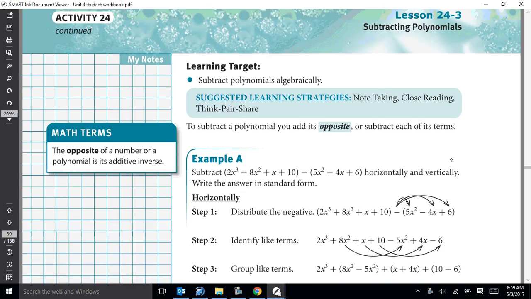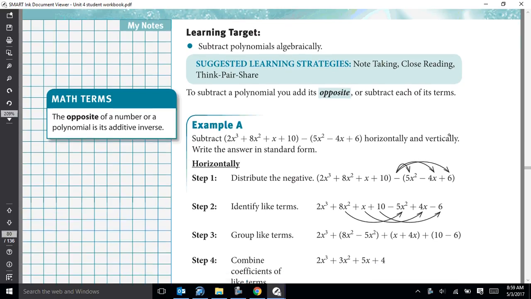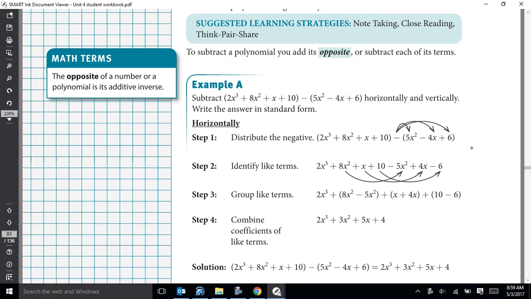So, looking at subtracting polynomials, we're going to subtract polynomials algebraically. Yesterday in the adding one, I used the algebra tiles, which I personally find kind of confusing, but it gives a nice visual if you're a visual learner. So now we're going to look at it algebraically.